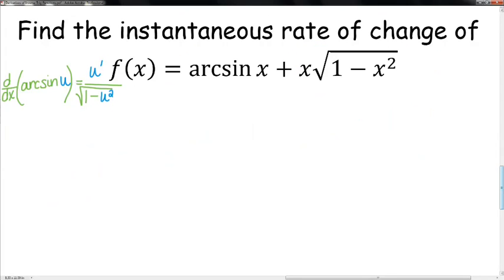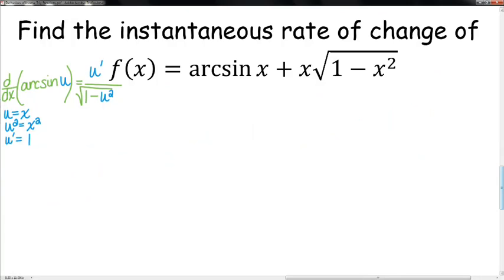Alright, last one. Find the instantaneous rate of change for f of x is equal to arc sine of x plus x times the square root of 1 minus x squared. I've already given you the arc sine, so let's go ahead and do that. So we're just setting ourselves up so when we take our derivative, we're ready to go. u is equal to x, that's immediately right after arc sine. u squared is going to be x squared. u prime is going to be equal to 1.